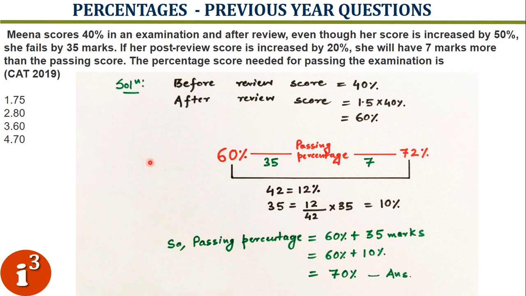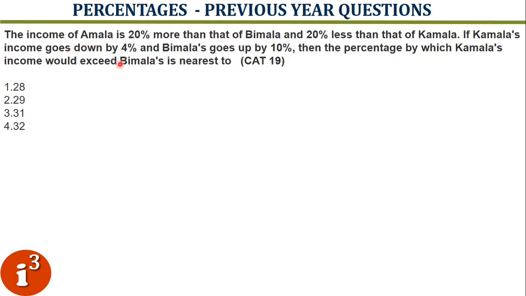Okay, next question. The income of Amla is 20% more than that of Bimla and 20% less than that of Kamla. A relation is given between Amla and Bimla, and Amla and Kamla. If Kamla's income goes down by 4% and Bimla's income goes up by 10%, then by what percentage would Kamla's income exceed Bimla's income? We need the relation between Kamla and Bimla. Okay, let's see the solution.